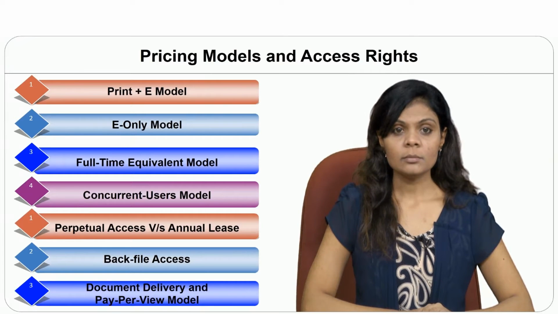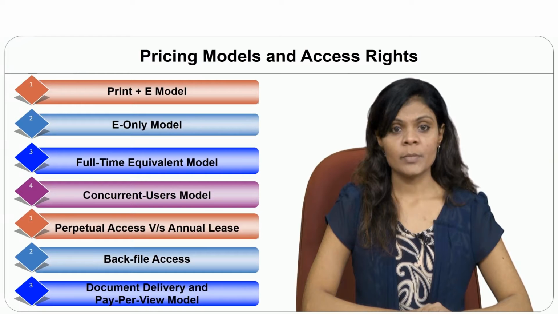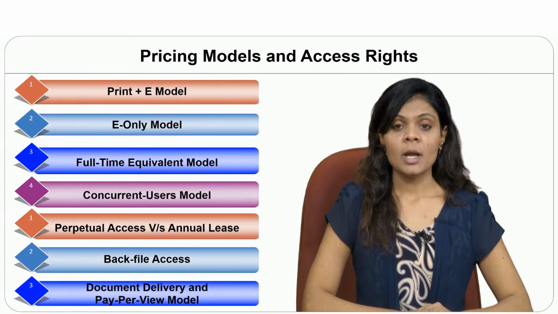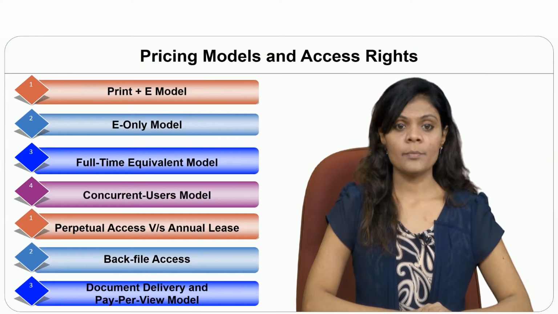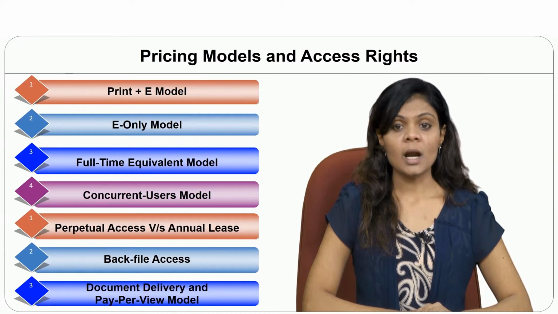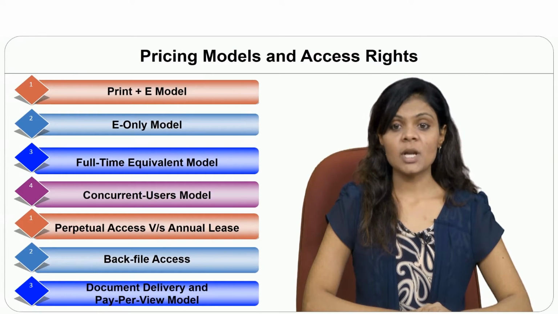E-only model. The E-only model offers electronic access to journals irrespective of their print subscription. Under such offers, publishers offer a predefined set of journals at a predetermined cost to the members of a consortium. E-only model grants consortia-wide archiving and perpetual access rights for subscribed years' content.